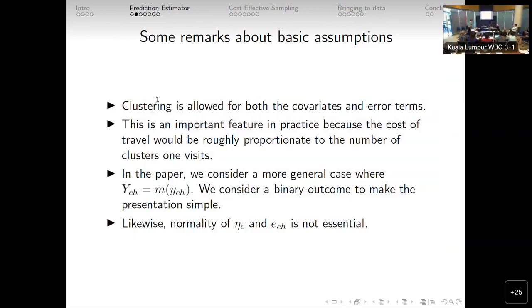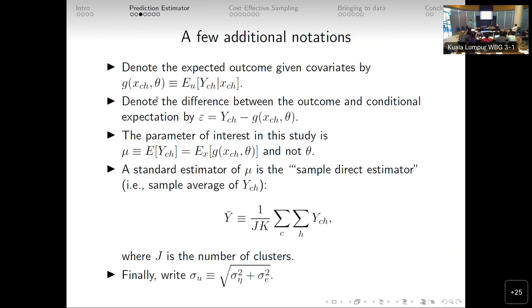We can skip this. Some notation matters. So the big Y_ch is going to be the welfare metric that we're interested in. For example, if the interest is in headcount poverty, this will be a dummy variable that takes household level consumption and checks if the consumption is above or below the poverty line. But there could be others, it could be average consumption. So the big Y_ch is ultimately the outcome indicator that is of our interest.